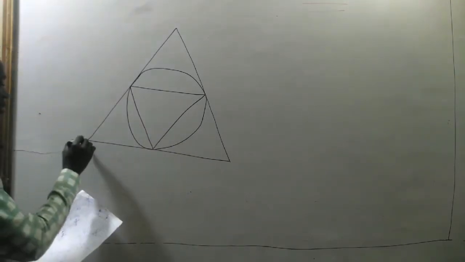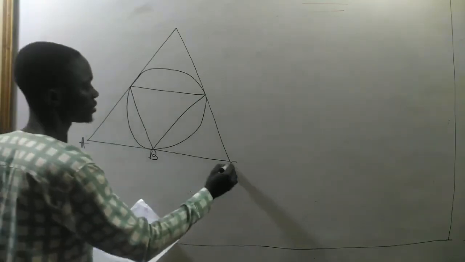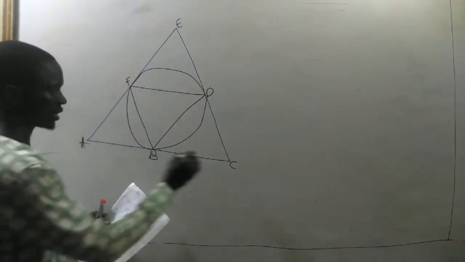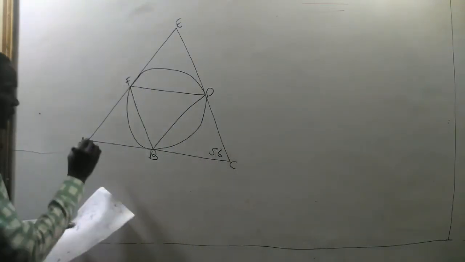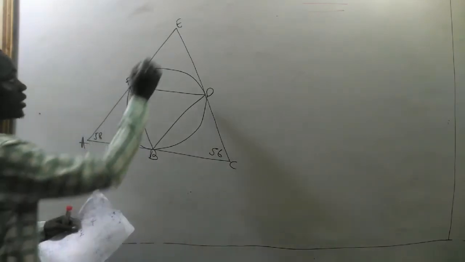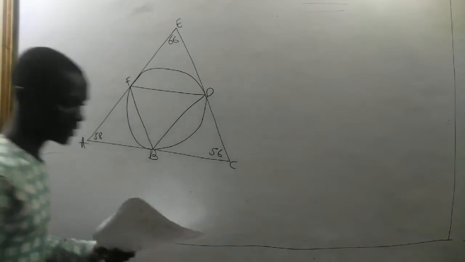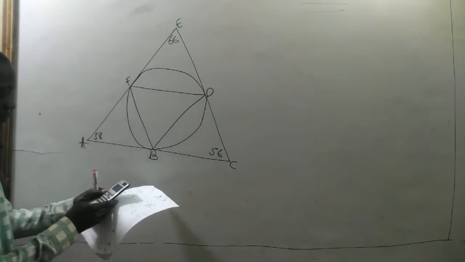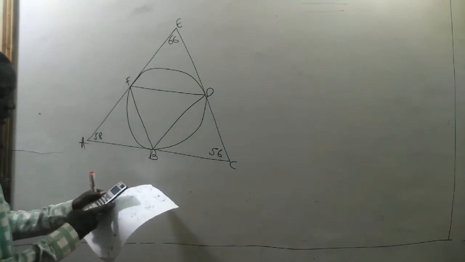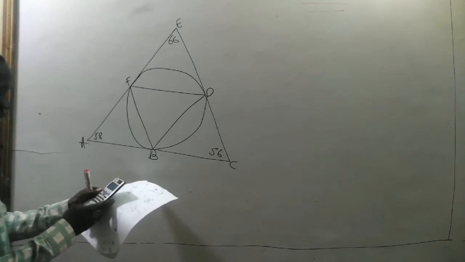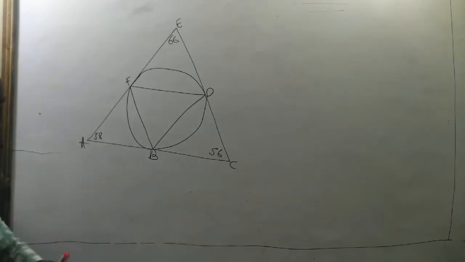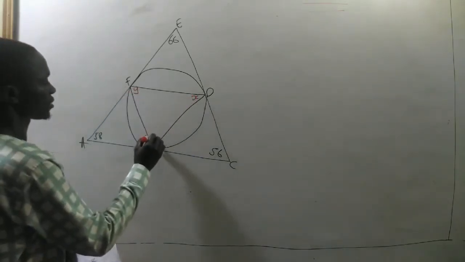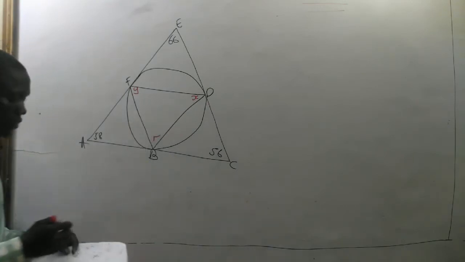So we have A, B, C, D, E, F. We have the angles here to be 56, 58, and 66. Let me make sure that we sum up to 180. 66 plus 56 plus 58. Yes, the sum is 180. And we are to find y, x, r. So how do we do this one?